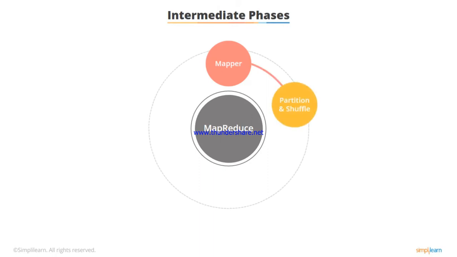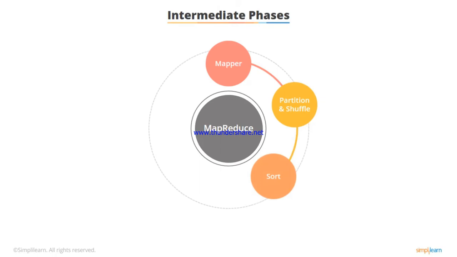Partition and shuffle: the process of moving map outputs from completed map tasks to reducers, while other map tasks might still be under process, is known as shuffling. A different subset of intermediate key value pairs, called partitions, is assigned to each reduce node.